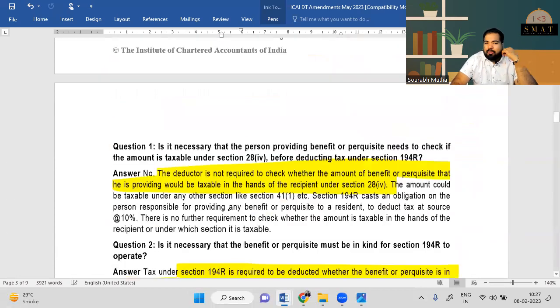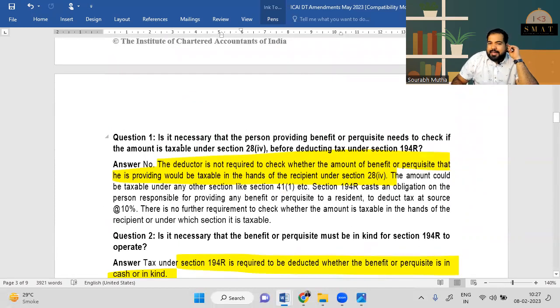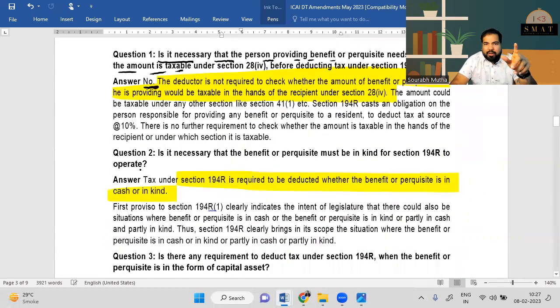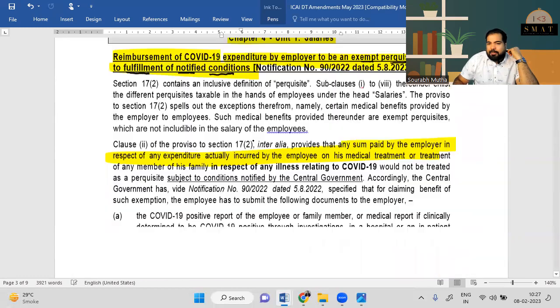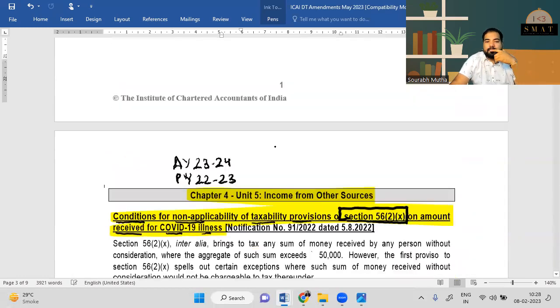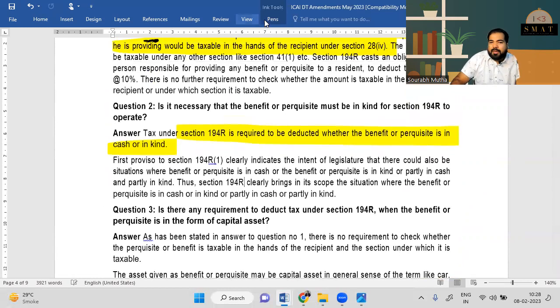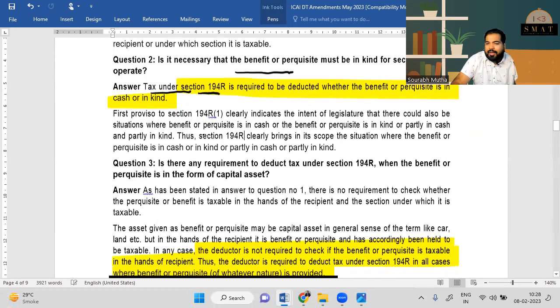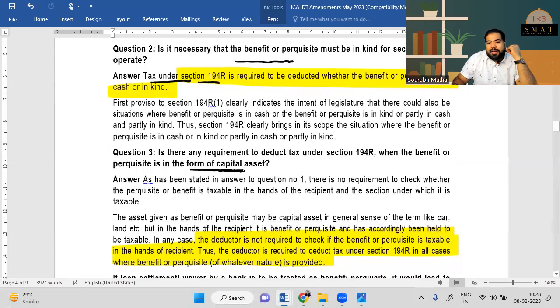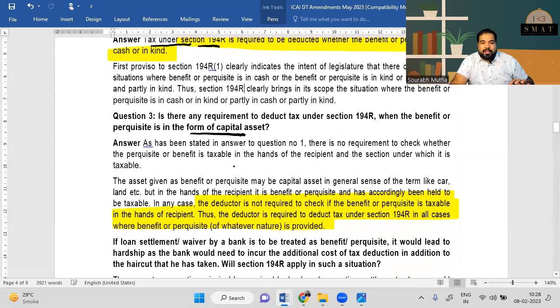And here there are some frequently asked questions. Is it necessary that the person providing the benefit needs to check if the amount is taxable? No, you don't need to check. You have to deduct TDS on the value. Is it necessary that the benefit or perquisite must be in kind? Whether it's in cash or kind doesn't matter. Tax has to be deducted. Is there any requirement to deduct TDS when the benefit is in the form of a capital asset? Yes, whether capital asset or any asset, you have to deduct TDS.